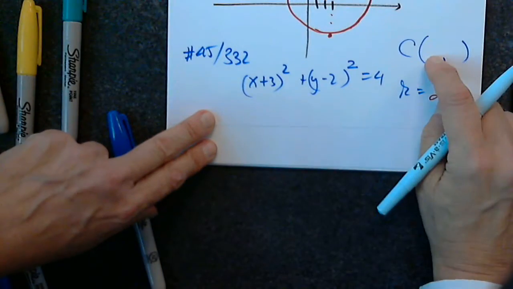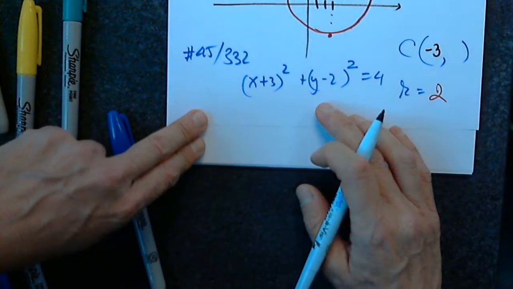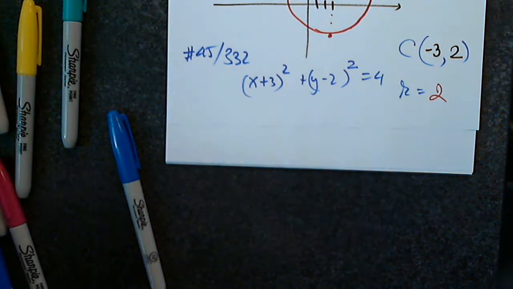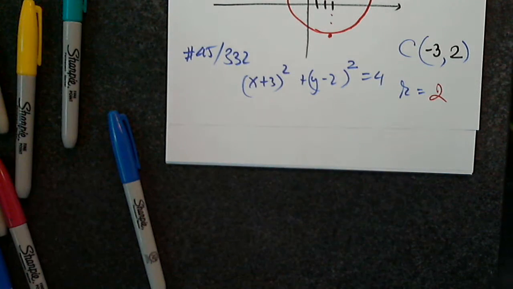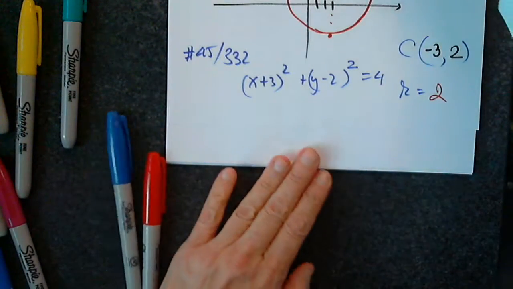So what is the x coordinate of the center? Correct. And y? 2. So this is a circle. The radius is 2, and the center is at -3, 2. And yes, we can graph it if we want to.